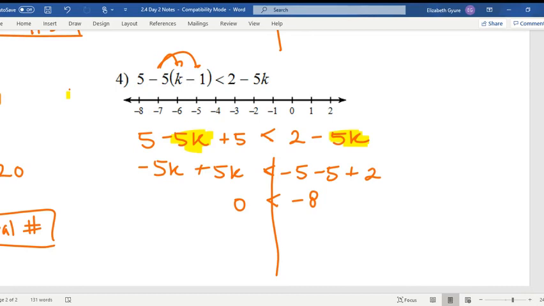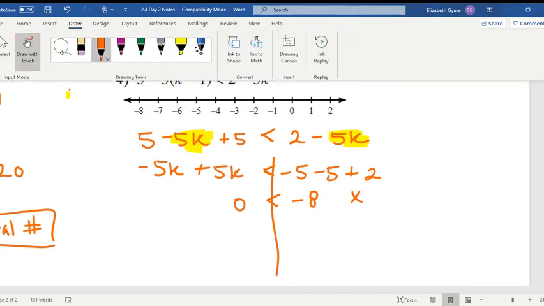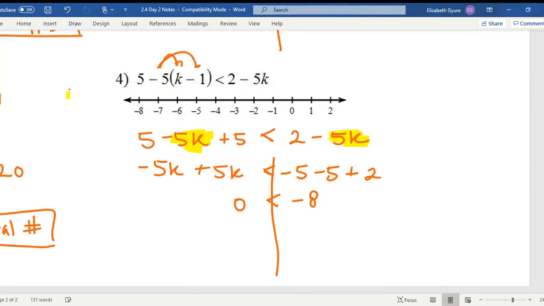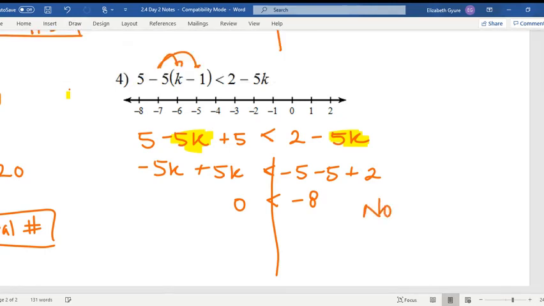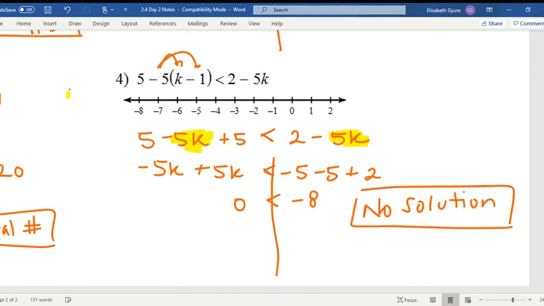But anyway, this is definitely a false statement. That does not work. This isn't like an x, like a variable. It's not right. So this is no solution. If it's no solution, do we need to shade anything? Nope. So we are done.